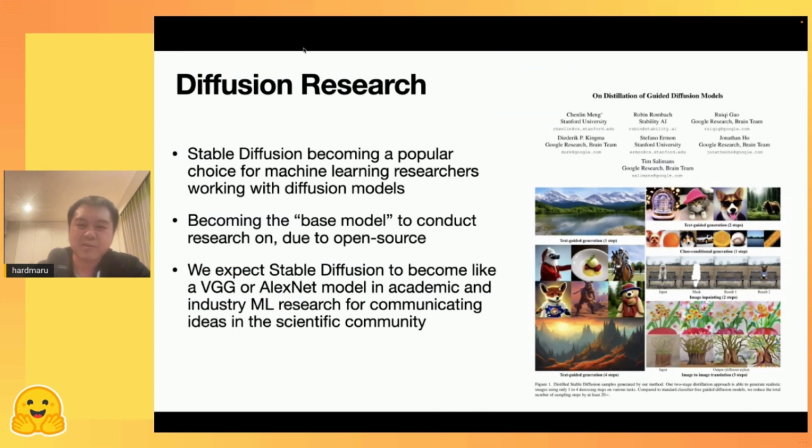I think Robin may talk about this later in his talk, but we think that Stable Diffusion is also going to become a popular model of choice for machine learning researchers working with diffusion models. We think the base model to conduct research on will become something like Stable Diffusion or an open source model, precisely because it's open source. We actually think Stable Diffusion will probably become something like a VGG or AlexNet model in the academic and industry ML research community, because people can communicate and speak in the same language.